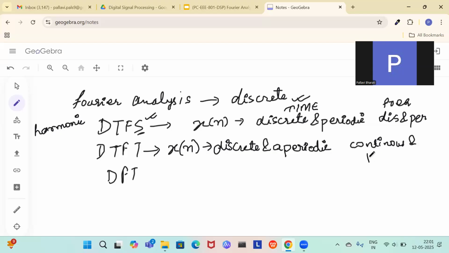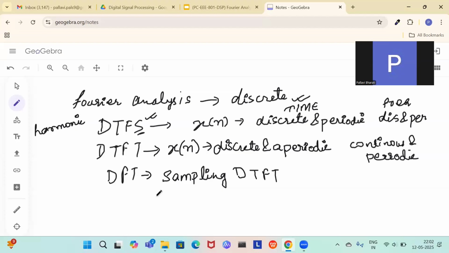Now the problem that is arising is that the signal in the frequency domain is continuous, so it cannot be processed with digital systems like computers, laptops, etc. So what we are doing in case of DFT, that is the discrete Fourier transform, is sampling the DTFT. Sampling the DTFT means sampling the frequency part of the signal.